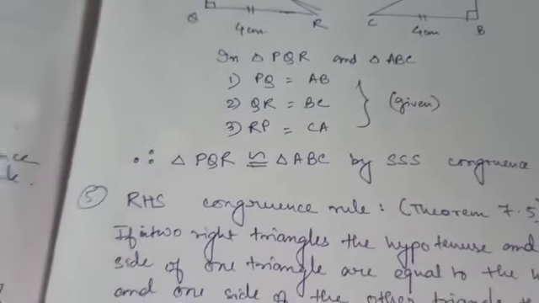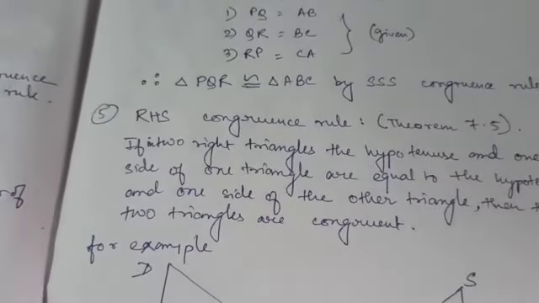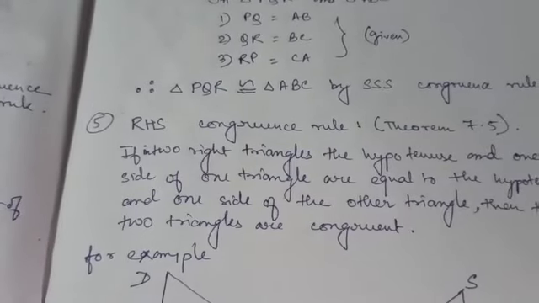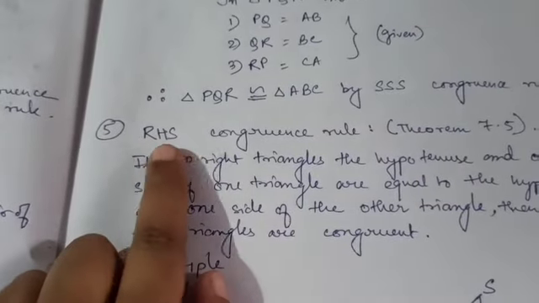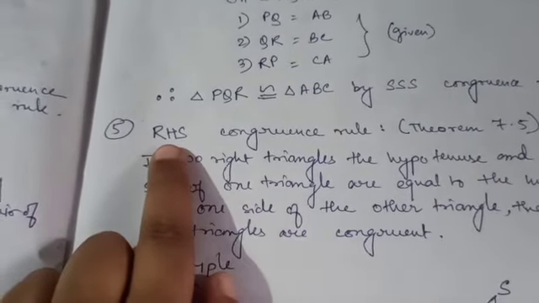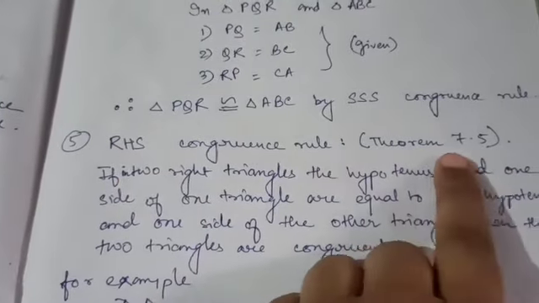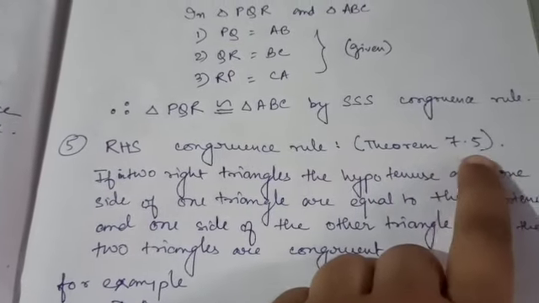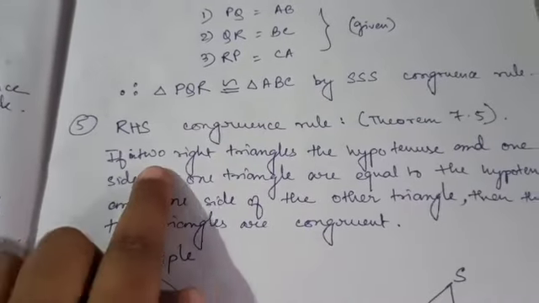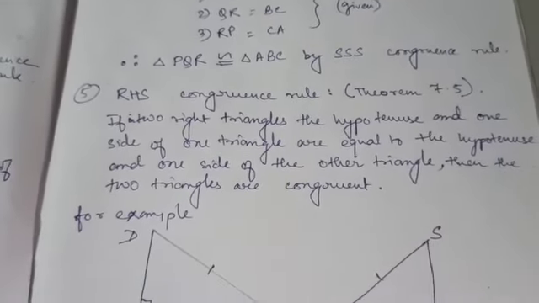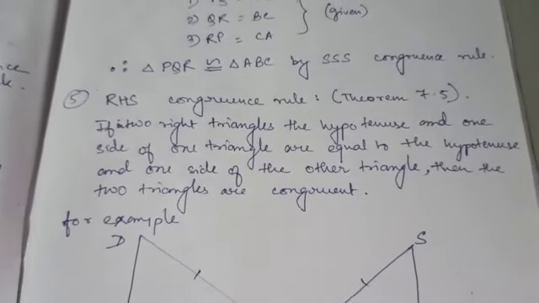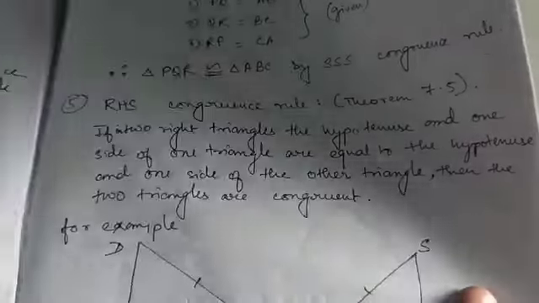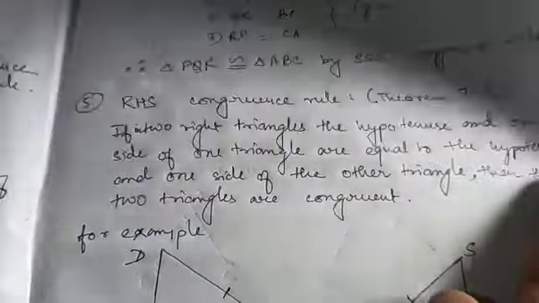And the last congruency rule is your RHS. RHS stands for right angle, hypotenuse, side. Right angle, hypotenuse and side, not right hand side. It is the right angle, hypotenuse and side congruency rule, which is your theorem 7.5. So if in two right angle triangles the hypotenuse and one side of one triangle are equal to the hypotenuse and one side of the other triangle, then the two triangles are congruent to each other.